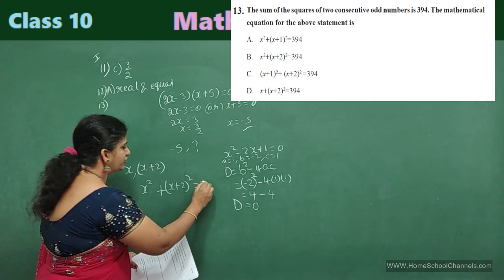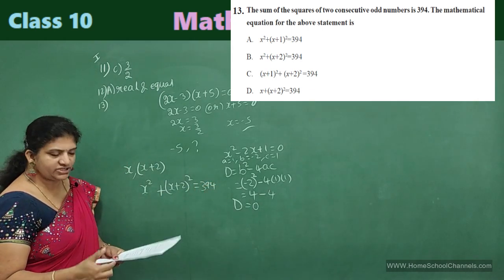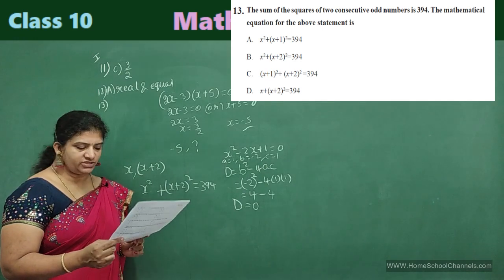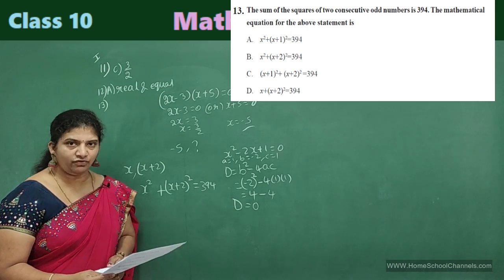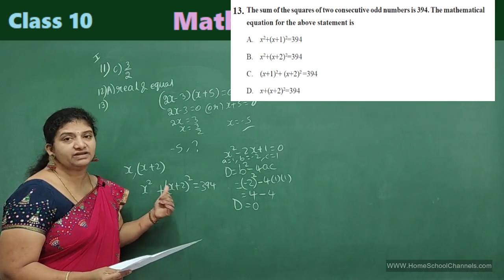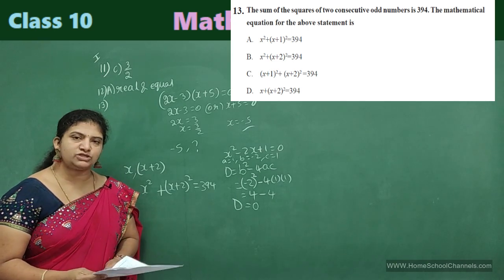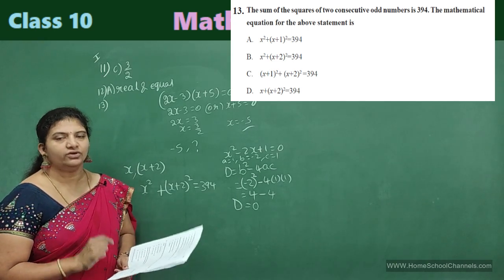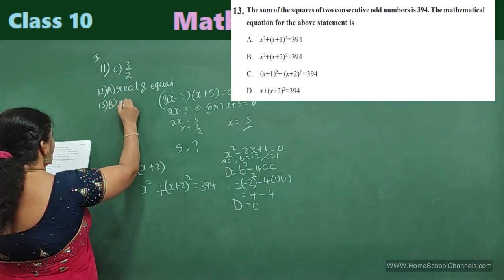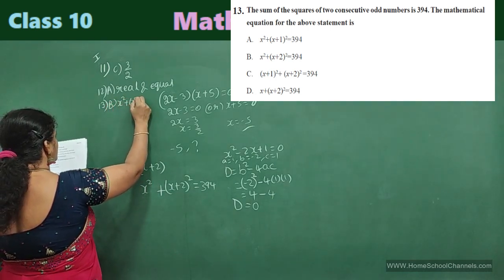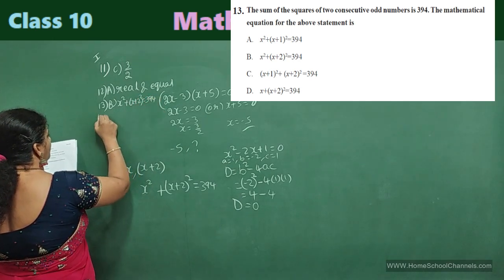is equal to 394. The mathematical equation for the above statement is, let's see the options. Option A, x square plus x plus 1 whole square is equal to 394. No, here it is x plus 2. Option A is wrong. Option B, x square plus x plus 2 whole square is equal to 394. Yes, this is the right option. That is option B.